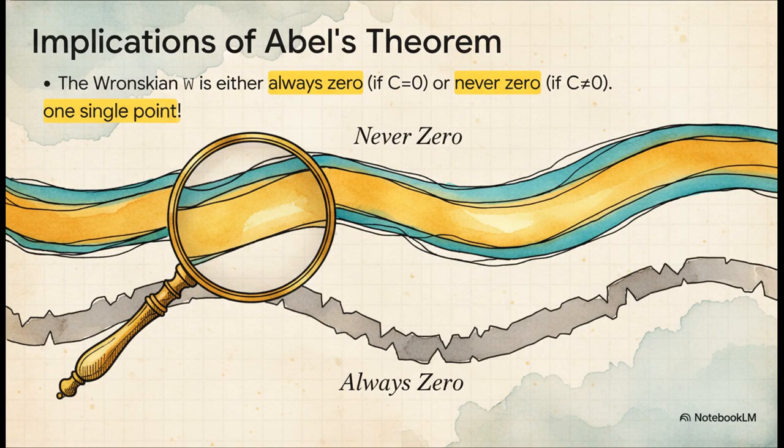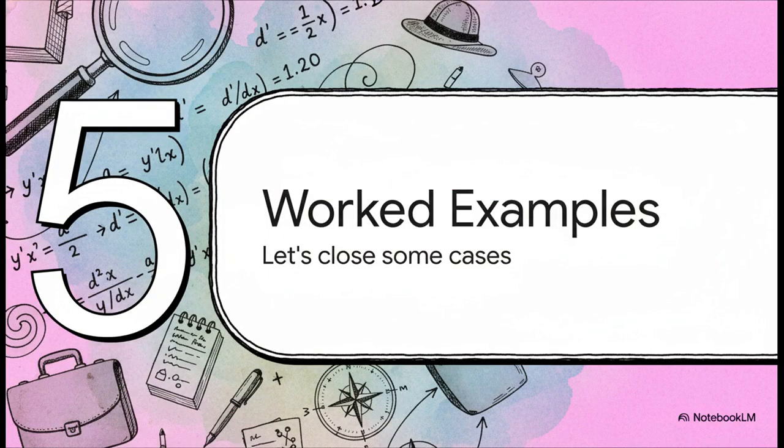And this leads to something really useful. Think about it. That exponential part of the formula, e to the something, can never ever be zero. So that means the Wronskian only has two choices. It's either always zero or it's never zero. It can't be zero in one spot and non-zero somewhere else. Which means we only have to check its value at one single super easy point. What a time saver!